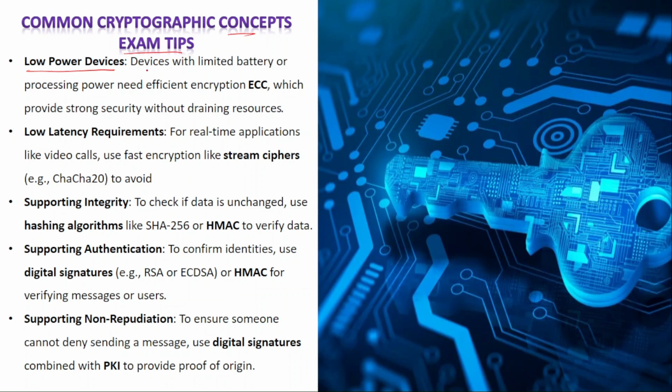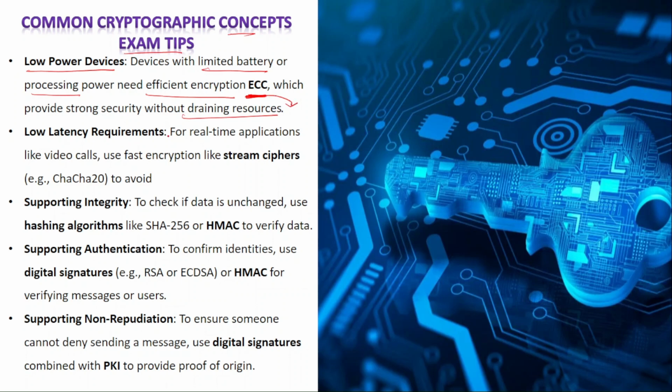So how to deal with them? Devices with limited battery or processing power need efficient encryption, such as ECC. So remember this: elliptic curve cryptography is an efficient cryptography algorithm. This is why it is used by low powered devices, which provides strong security without draining resources. It means that it provides strong security but with less processing power.